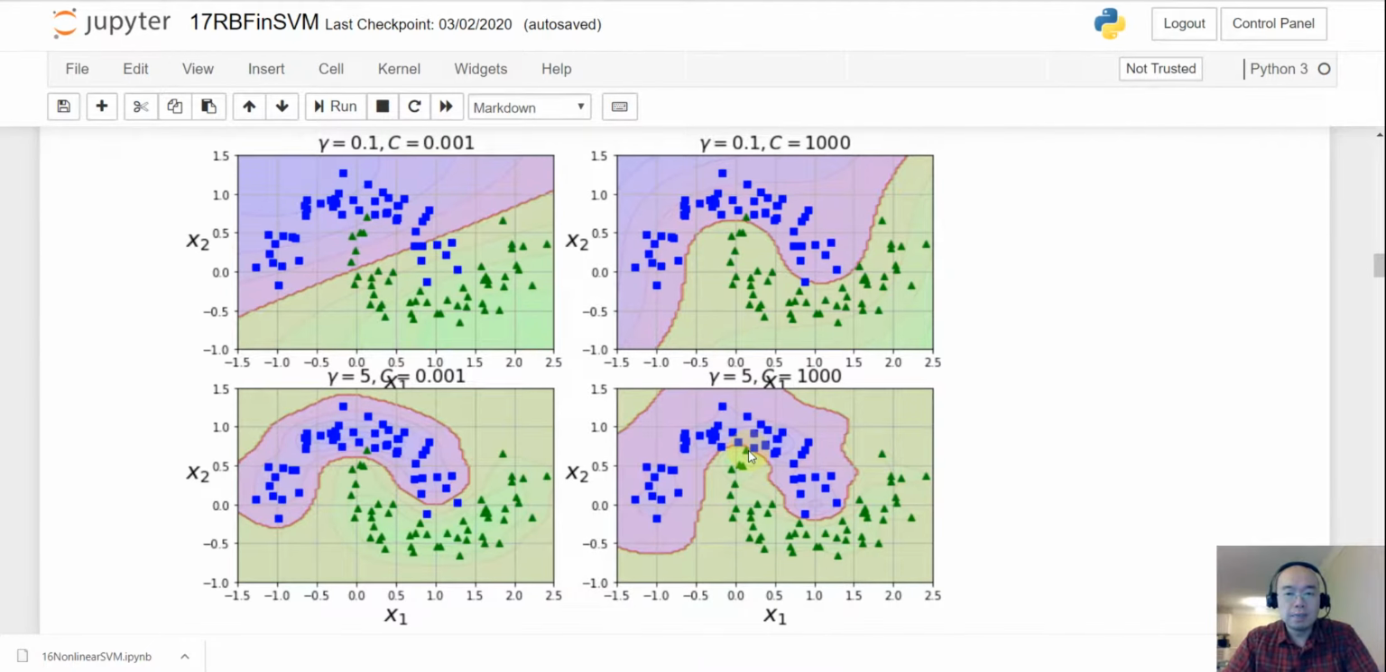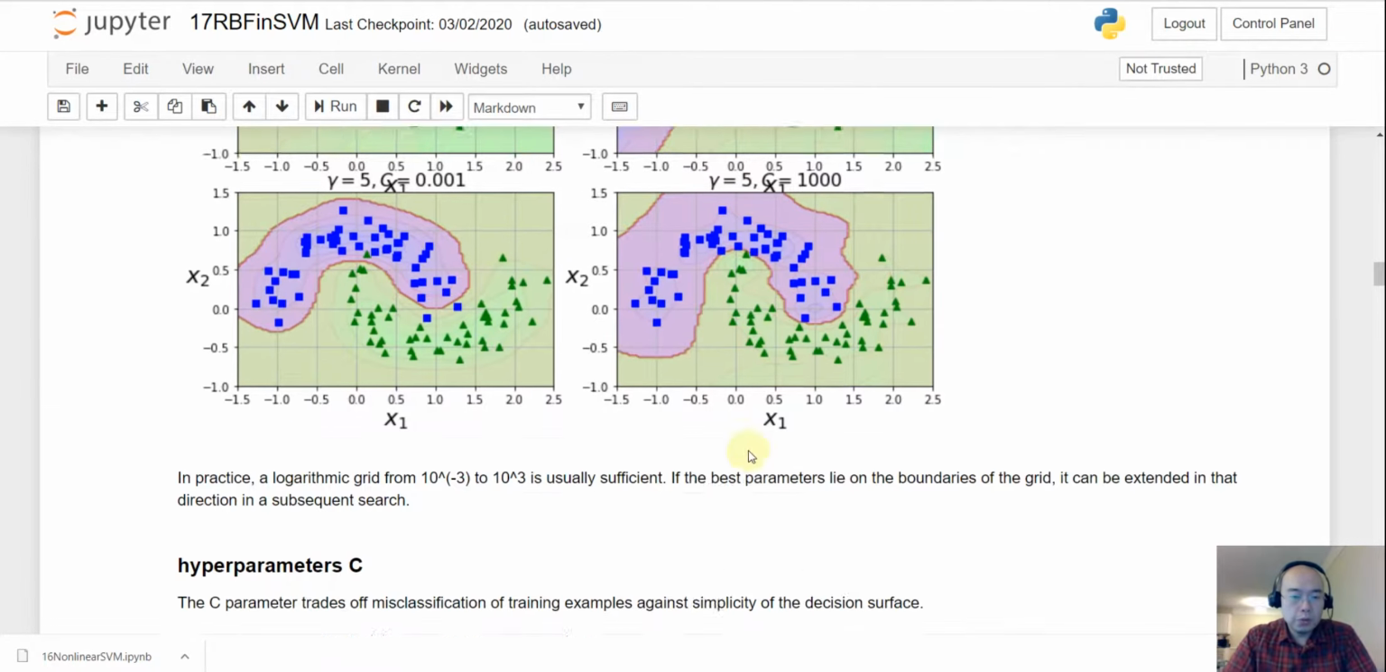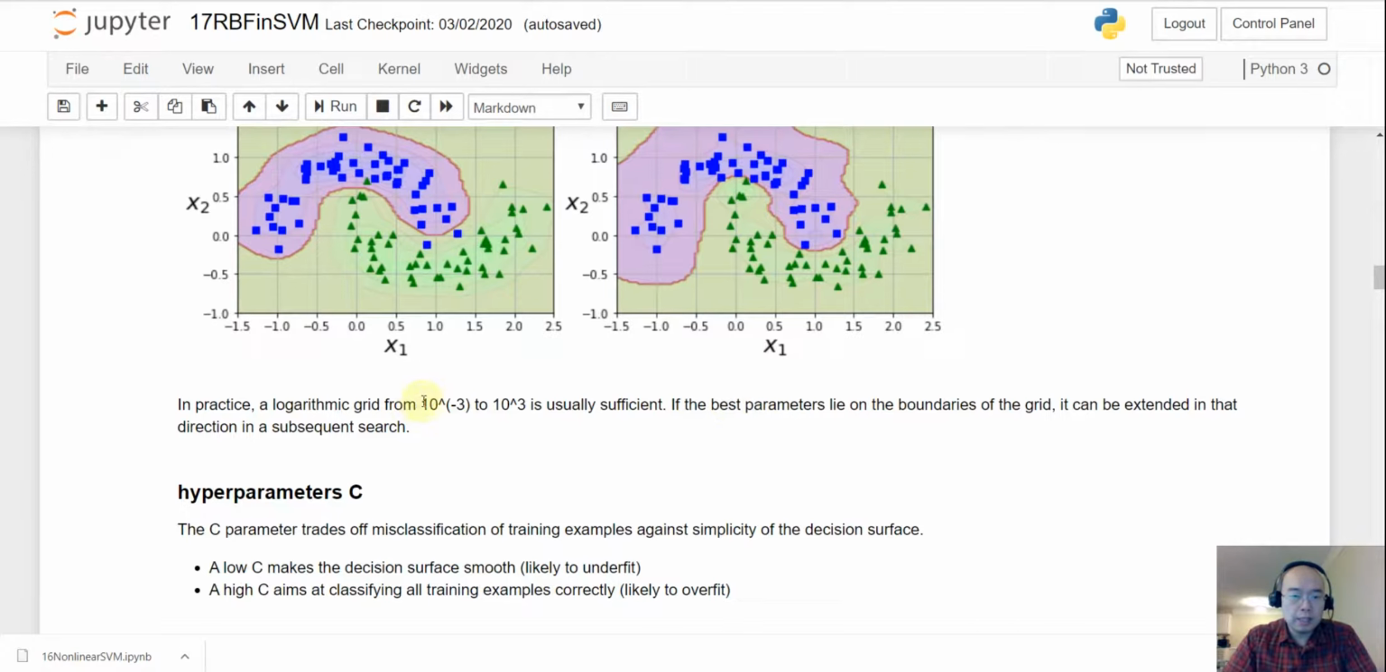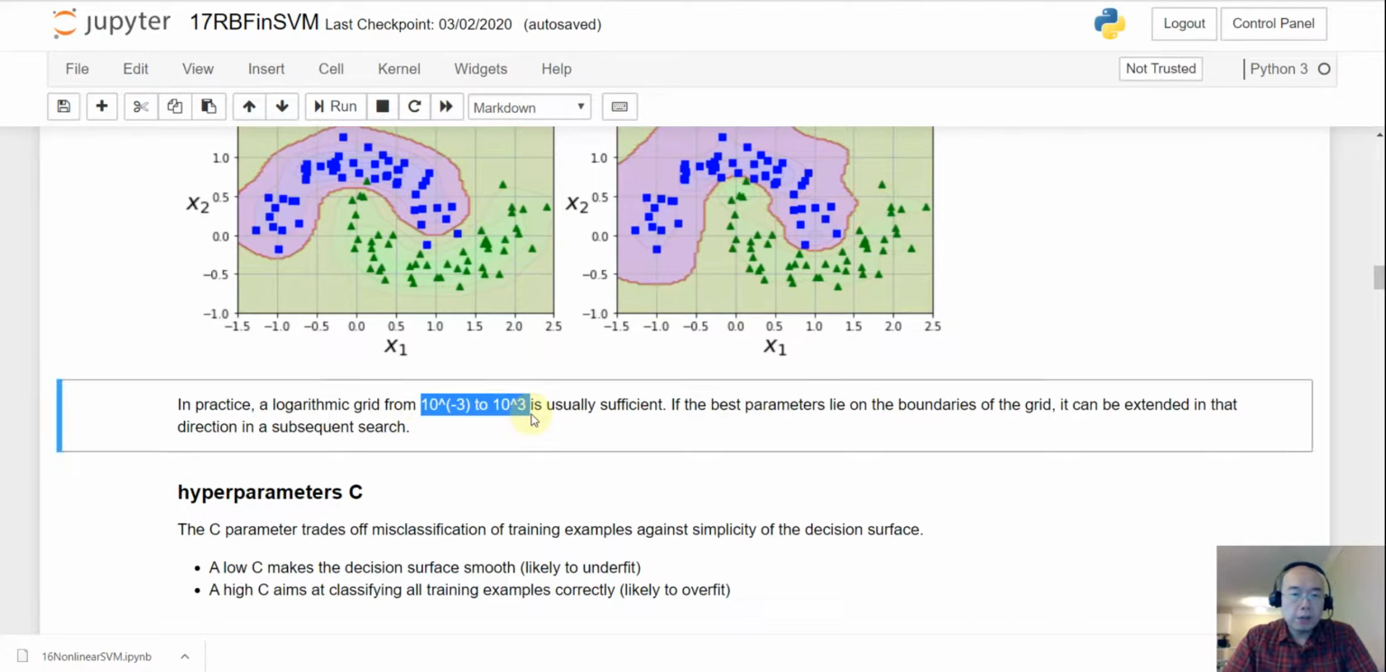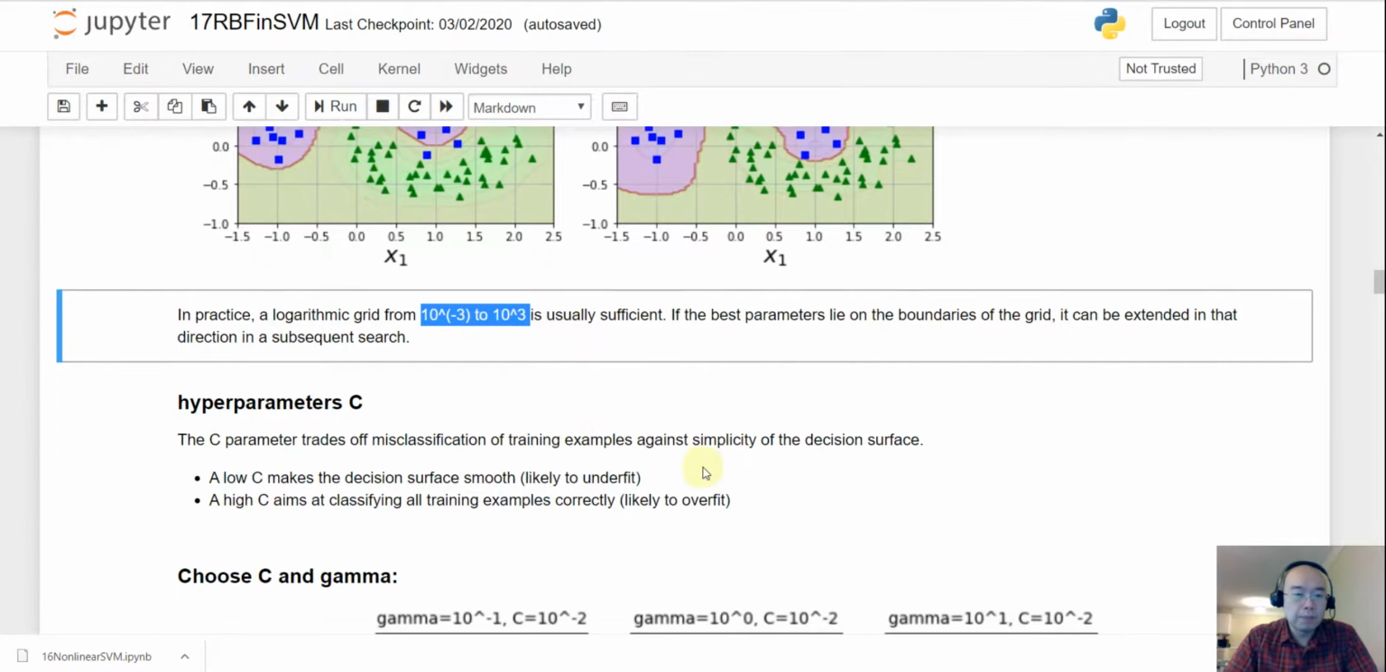Okay, so this is the basic idea of how you want to control the gamma and the C. You don't want to make them very high or very low. Usually the general rule is, when we are doing the grid search, we'll try 10 to the power of negative 3 to 10 to the power of 3, and that should be a reasonable range. If you go even higher or even lower, then that is risky.